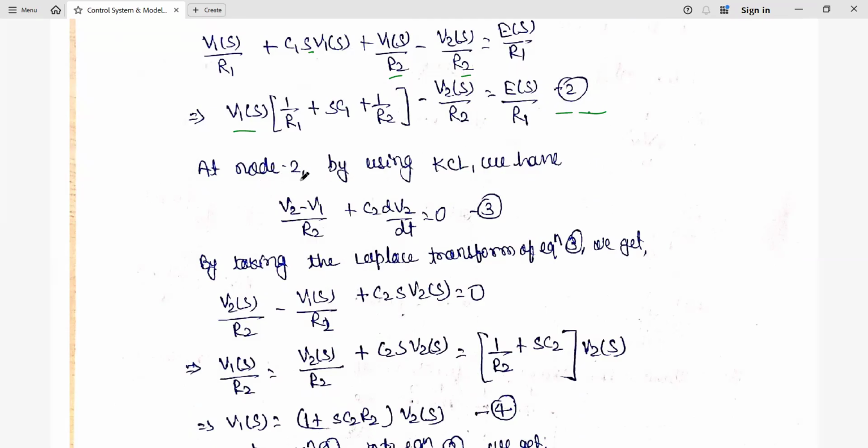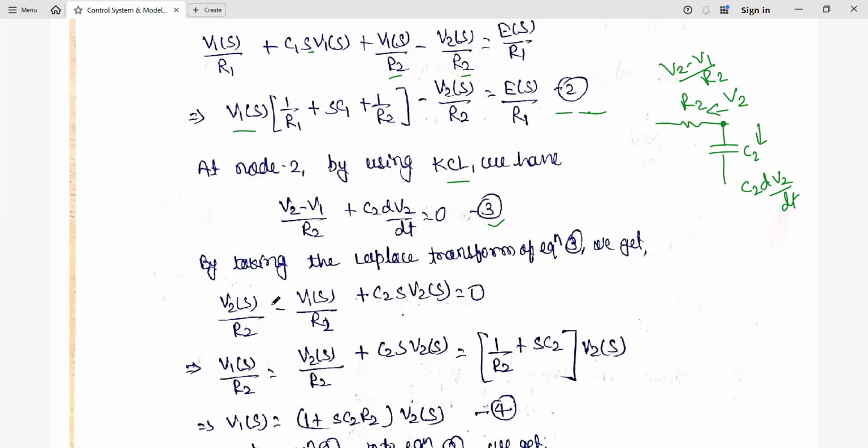Now at node 2 again we are going to apply the KCL. At node 2, both are outgoing currents only. So what we have here: this is the resistance, this is V2, this one is R2, and here we have a capacitor. This capacitor is C2. The current is moving away from here. So here the current is V2 minus V1 upon R2, and the current across this capacitor is C2 dV2 by dt. On the basis of this, equation 3 is written. Here we have outgoing current only.